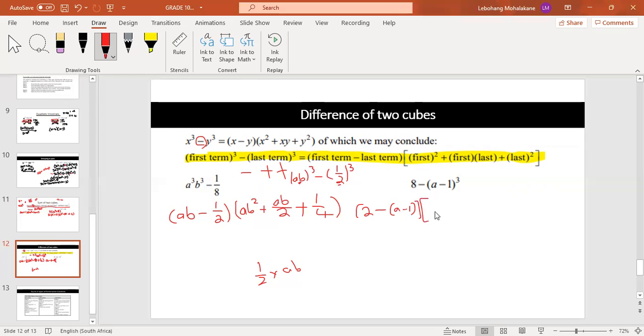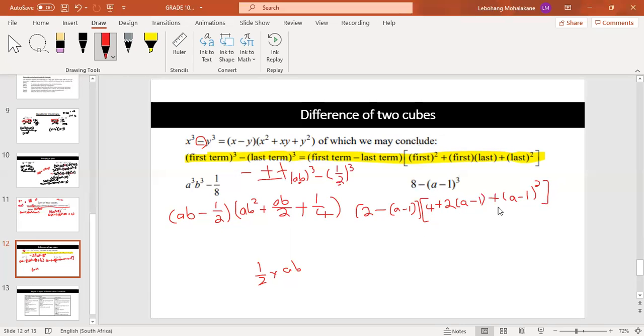you have the first term squared. First term squared is 4. The square of 2 is 4. And then minus first term is going to be a positive because of the order. Remember the order is minus, plus, plus. Then times this, the last term, which is A minus 1. And then plus this squared, going to be A minus 1 all squared.